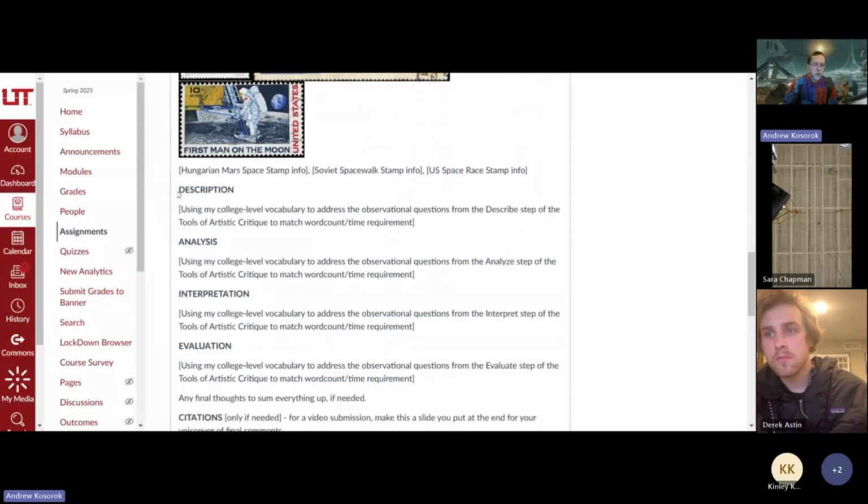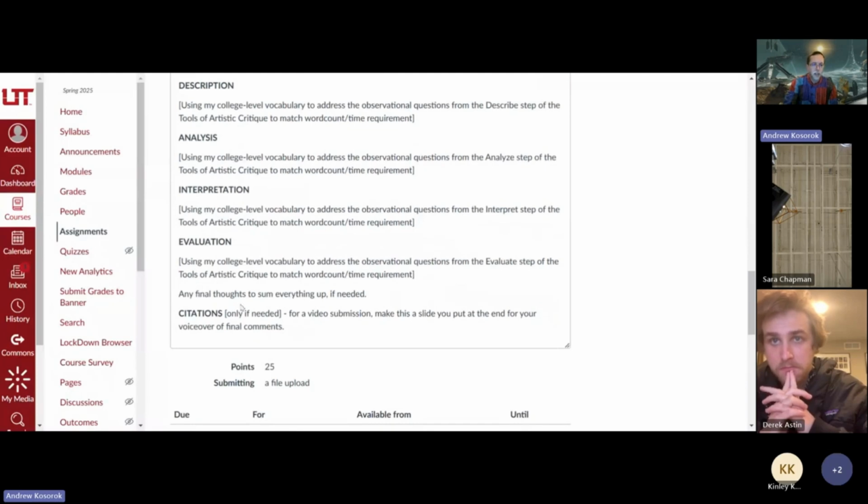Within the first section, description, and then I use my big girl words to write everything down and describe it all. And then analysis, do the same kind of thing. Interpretation, same kind of thing. Evaluation, same kind of thing. And then any final thoughts if needed. And at the very end, only if needed, the citations.